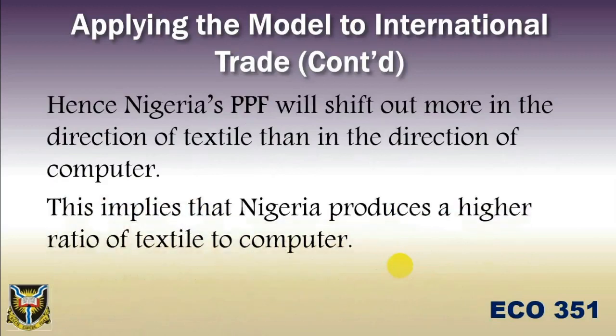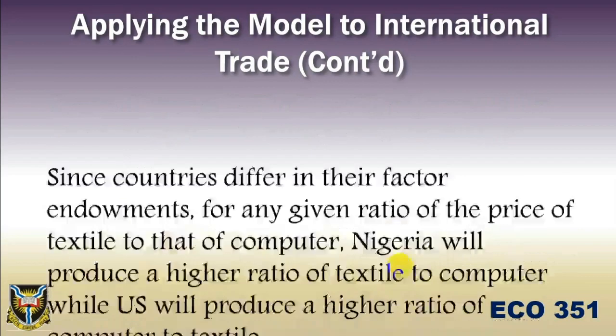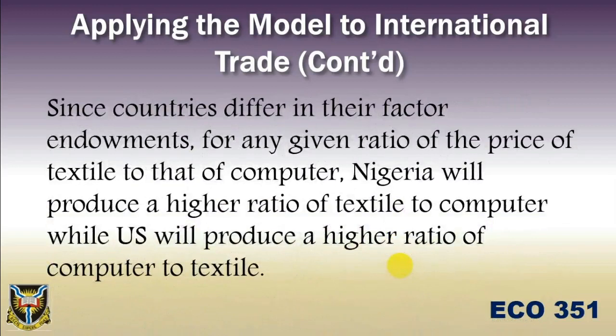Since countries differ in their factor endowment, for any given ratio of the price of textile to that of computer, Nigeria will produce a higher ratio of textile to computer, while US will produce a higher ratio of computer to textile. This implies that for any relative price, the supply curve of relative output produced in Nigeria will lie below the supply of relative output of the US, as shown in figure 4.7 below.